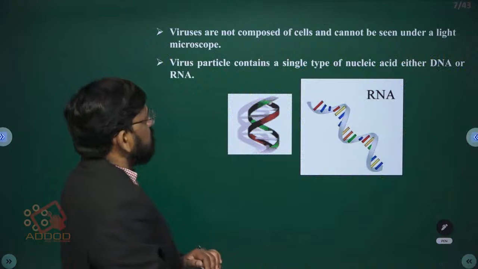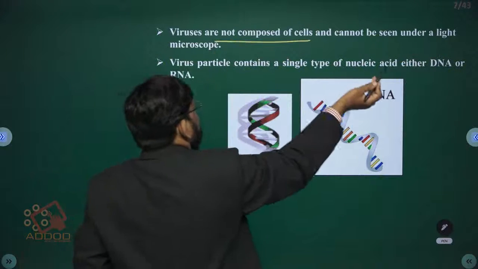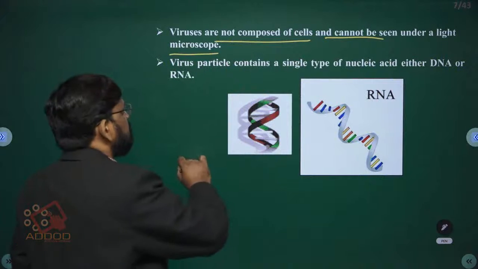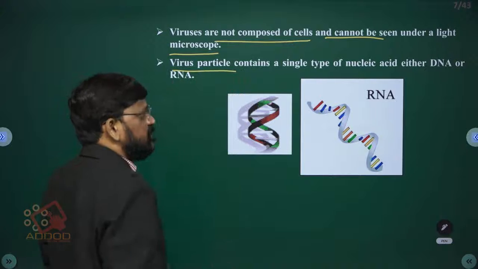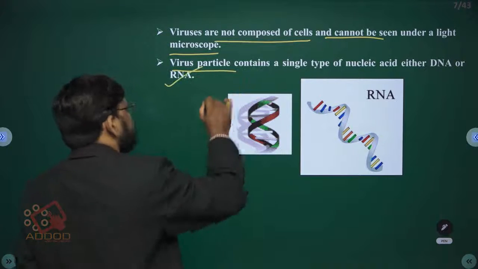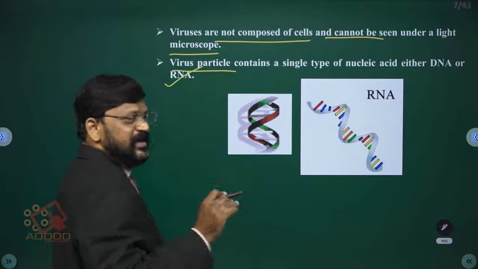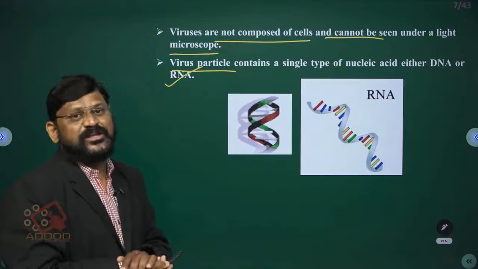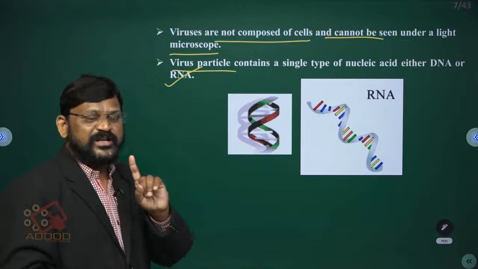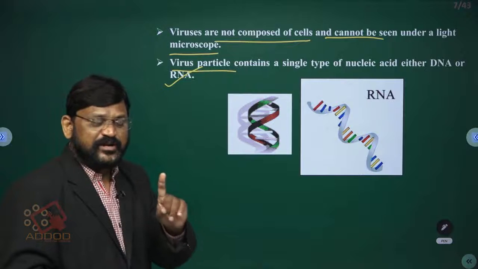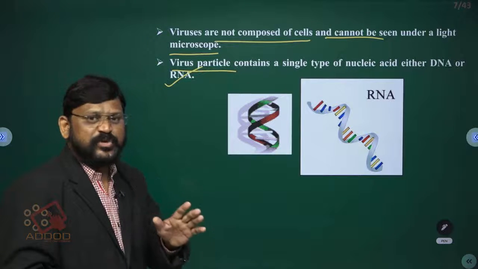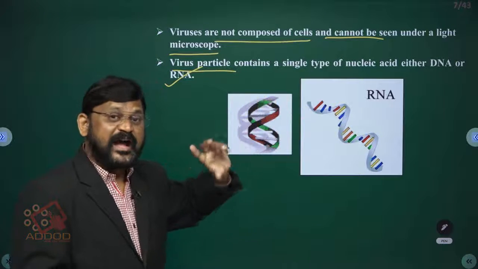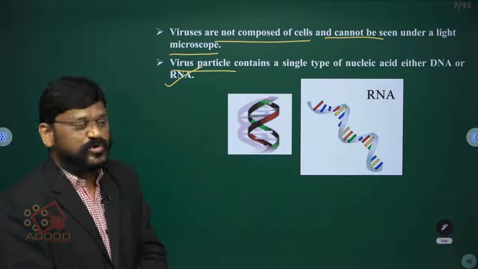So viruses are not composed of cells. Yes, they are acellular and cannot be seen under light microscopes. And this virus generally has RNA as genetic material. Sometimes it possesses DNA also. But it should have only one single nucleic acid. That single nucleic acid is generally RNA, but it can also be DNA. So it should have either RNA or DNA, never both.